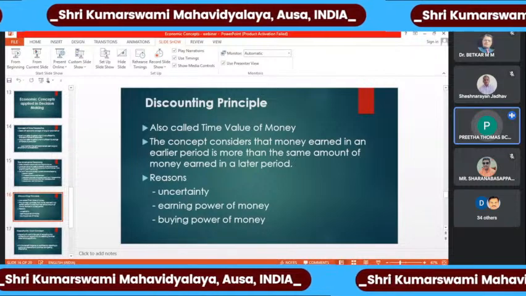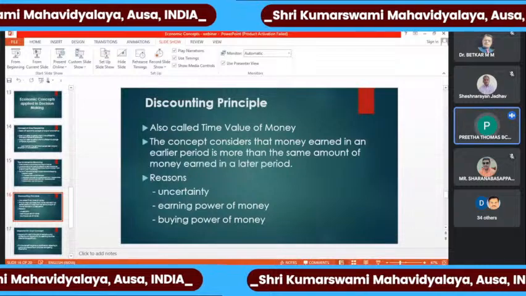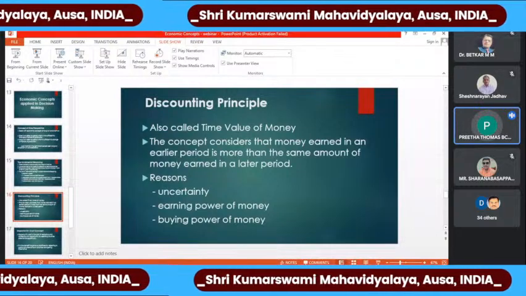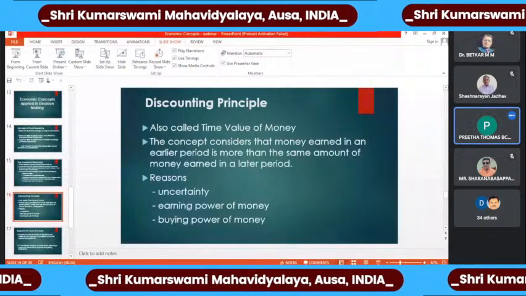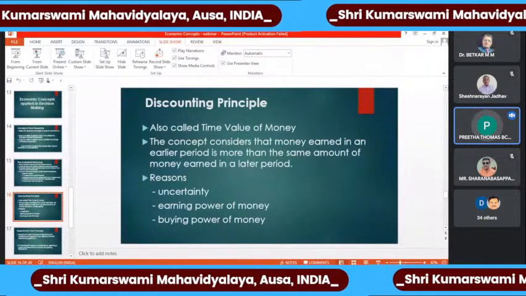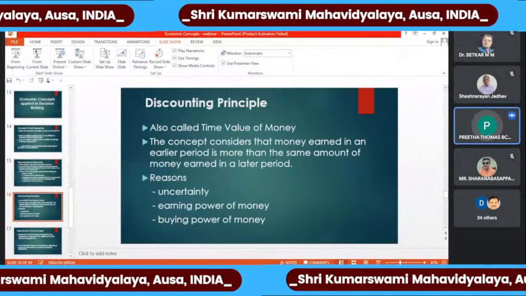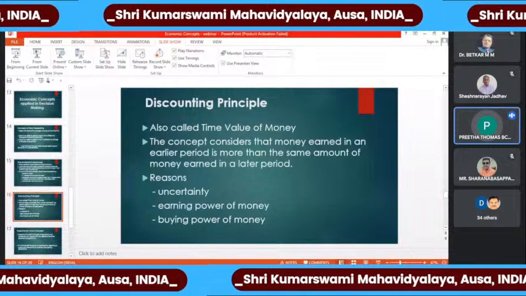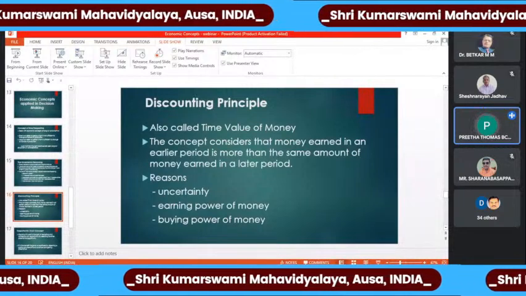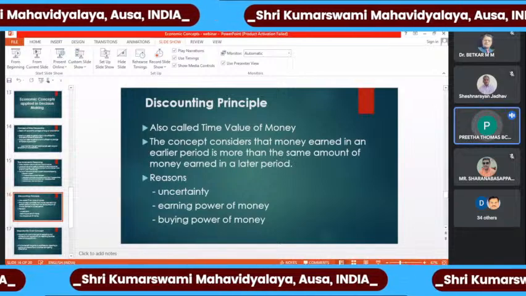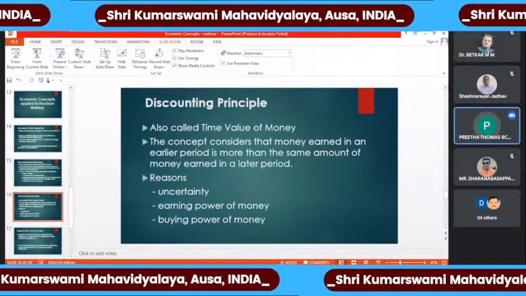Why is this happening? This is happening because the value of money is decreasing. This value of money is decreasing according to time. When time passes, money value is decreasing, right? That is what is known as time value of money. So time value of money says that the value of money decreases with time. Because it is decreasing, we call it discounting, and that is why this principle is known as the discounting principle.